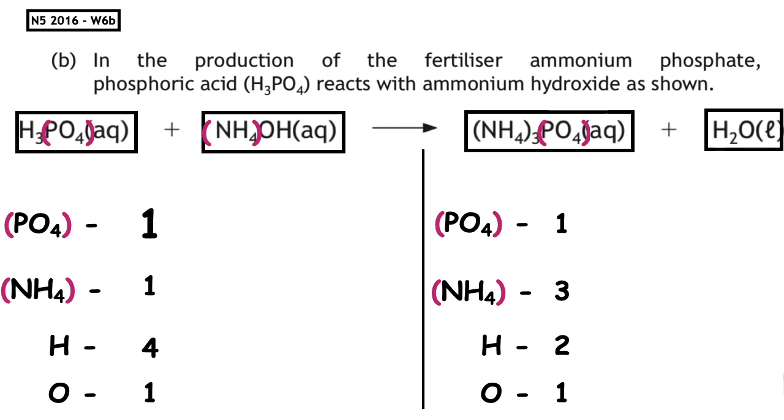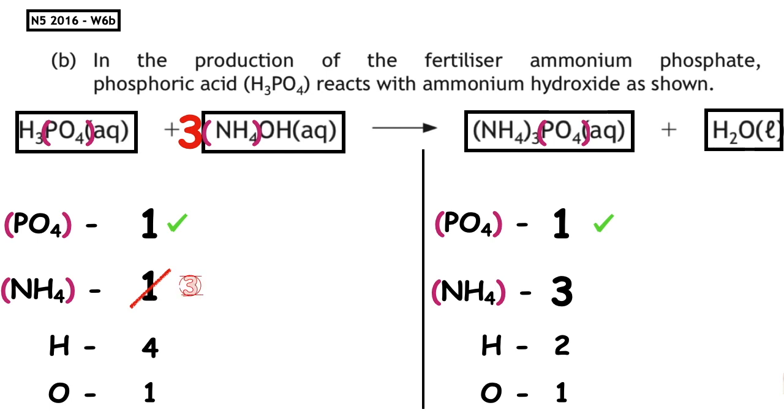How many phosphates do I have on the left? I have 1. How many do we have on the right? 1. They balance, so we can tick them off. How many ammonium ions do we have on the left? We have 1. How many do we have on the right? We have 3. Those don't balance. What do I do to 1 to get to 3? We multiply by 3. So I put a big 3 in front of the ammonium hydroxide.